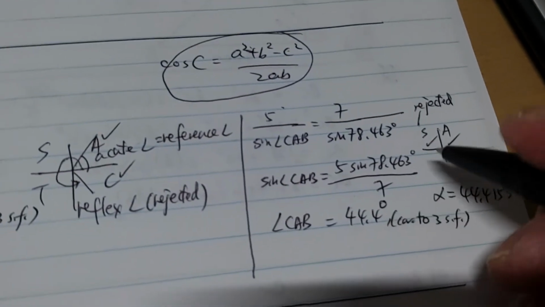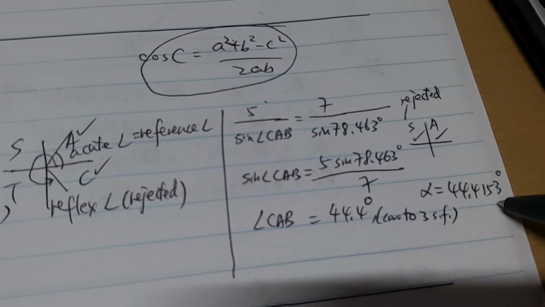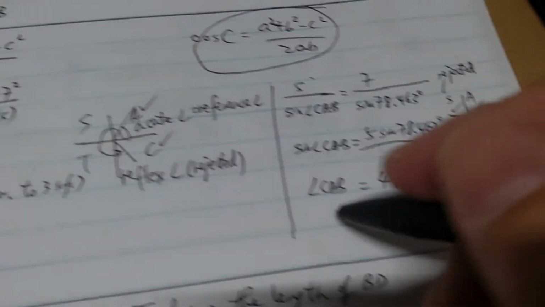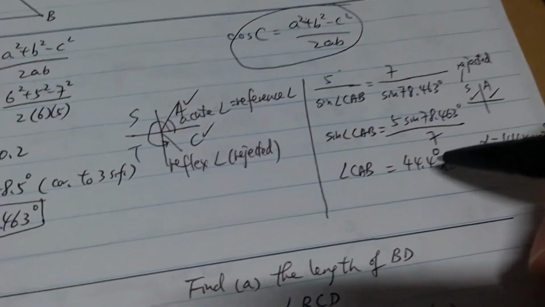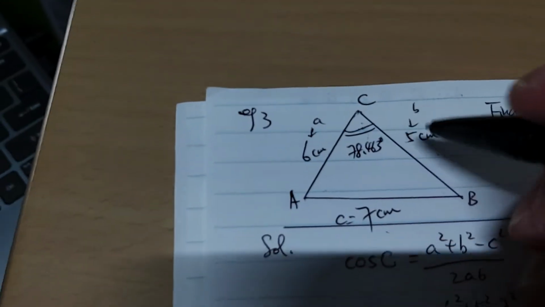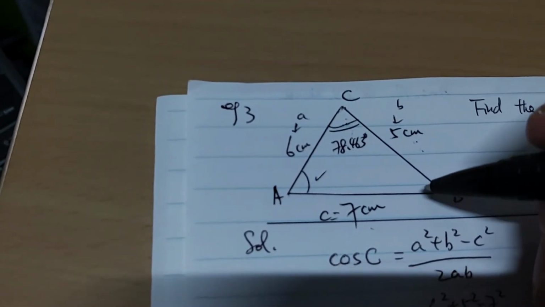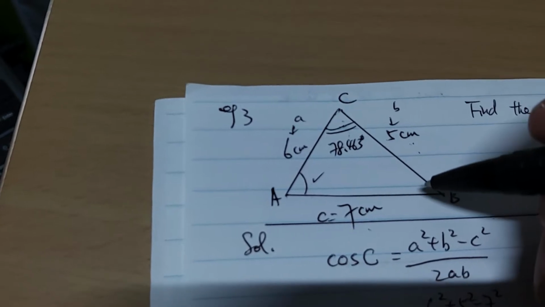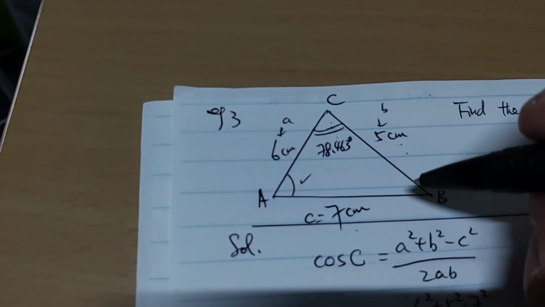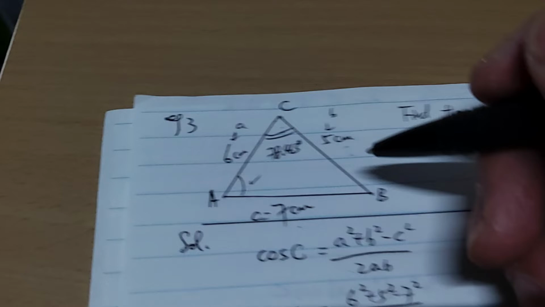Okay, 44.4 degrees. We take more digits as this. So we have this angle and this angle. So how to find this angle? Do we need to use cosine formula? Do we need to use sine formula? Actually, no. We can use angle sum of triangle.